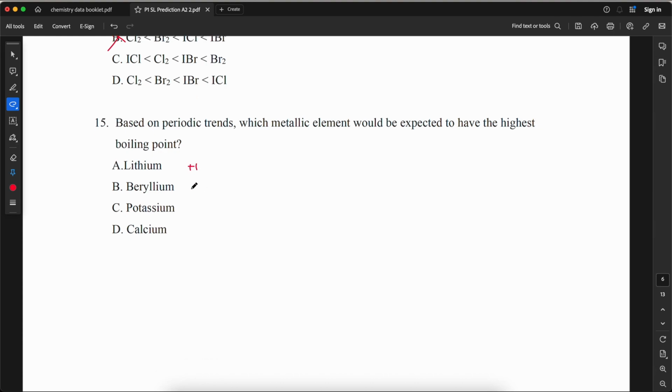Based on the periodic trends, which metallic element would be expected to have the highest boiling point? Lithium has +1, beryllium +2, potassium +1, and calcium +2. So we cancel the +1 ones. Now between beryllium and calcium, which one has the smaller atomic radius? It's Be, because Be has a smaller atomic radius than calcium. It means it has a stronger metallic bond, so it will have a higher boiling point. So the answer is B.